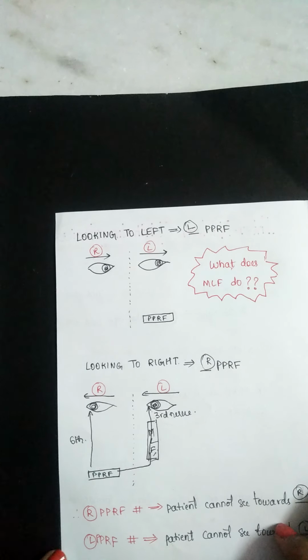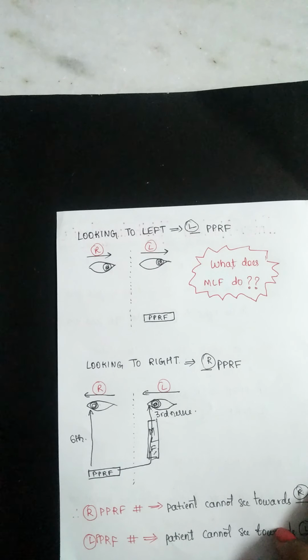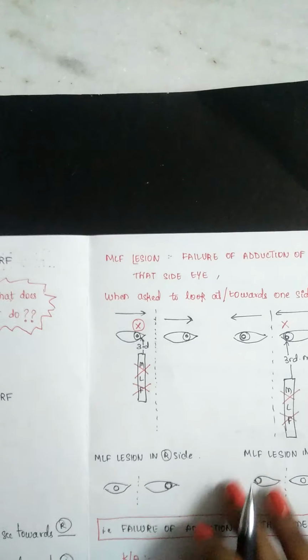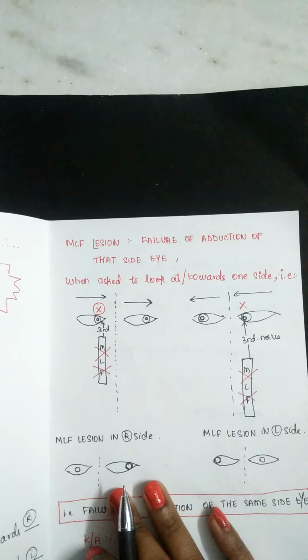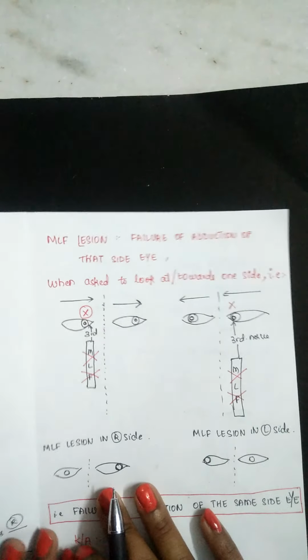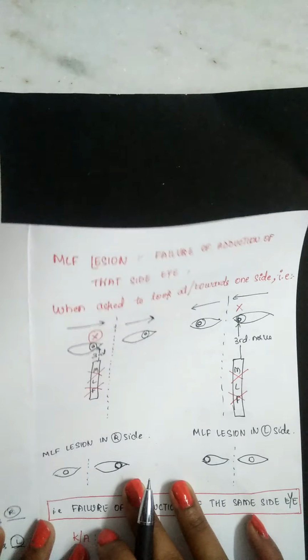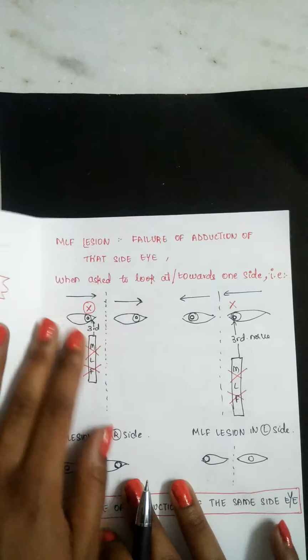Okay, now let's learn what will happen if an MLF lesion occurs. An MLF lesion causes failure of adduction of that side eye. As I said, the function of MLF is to make the adduction of the ipsilateral eye, so its lesion will result in failure of adduction of that side eye.